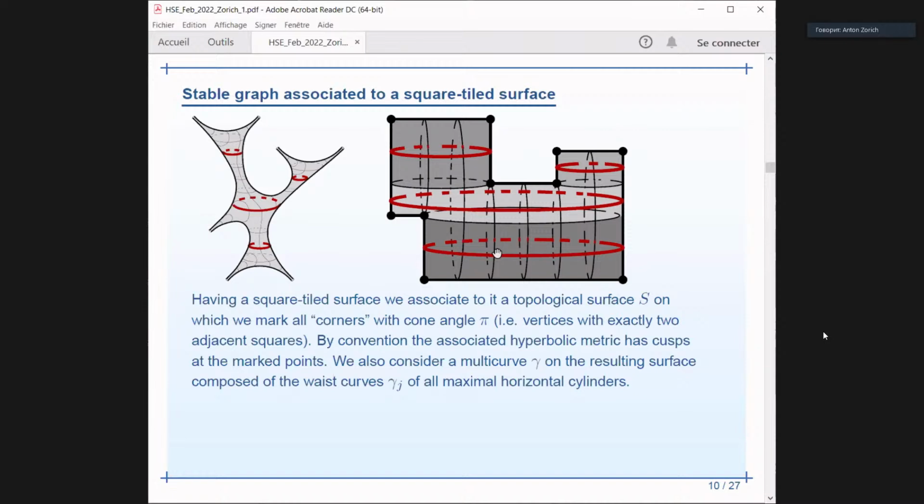And now the question is the following. I fix these parameters g and n, and I ask how many square-tiled surfaces can one construct if you have at most a huge number N of squares, and if you impose that the resulting square-tiled surfaces be connected, have genus g, and have exactly n conical points with cone angle pi, like these corners here. So that's the problem which I want to solve.